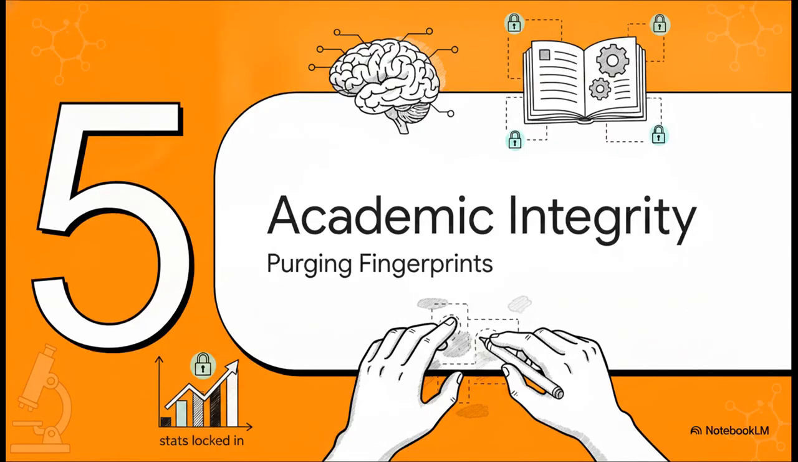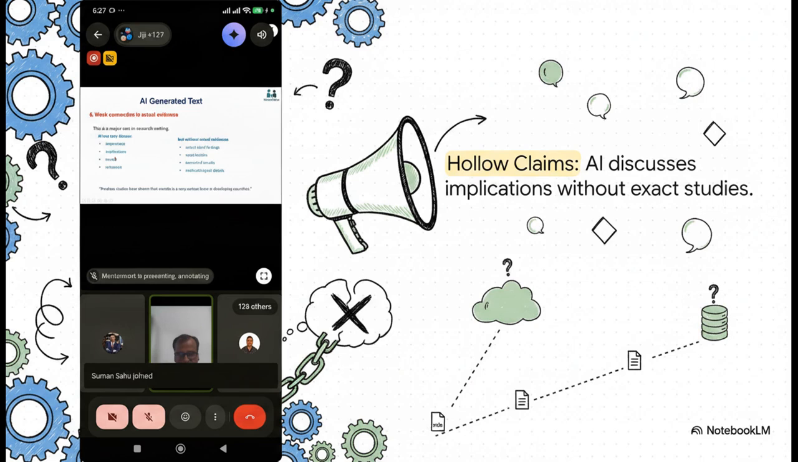Moving on to Section 5, Academic Integrity in Writing, or as I like to call it, purging the AI fingerprints. Once our stats are locked in, we need strict constraints to actually write the manuscript. We've all seen it. Standard AI output looks incredibly polished, but it's often completely hollow. It loves to discuss the importance and implications of things without citing any exact studies or real numerical results. To fix this, you must command the AI to write using only the specific literature citation files you upload to the workspace. If you don't anchor it to real NBIB or RIS files, it's just going to generate sweeping, generalized claims, totally devoid of scientific evidence.